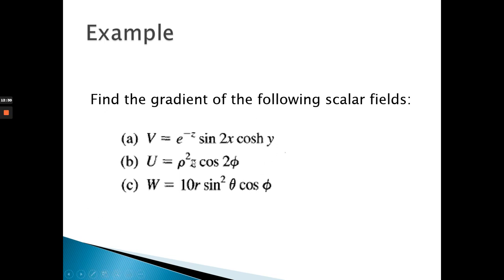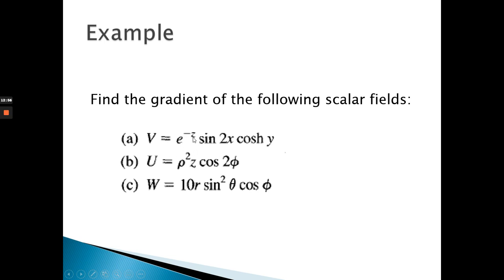So we go for a solution now, a problem, an example. Find the gradient of the following scalar fields. V is given, so we need to find the gradient of these three. Let's talk about V first. V is e to the power minus z sine 2x cosh y, right?